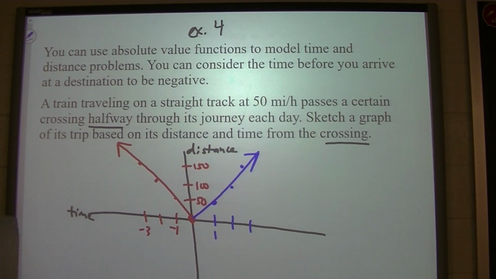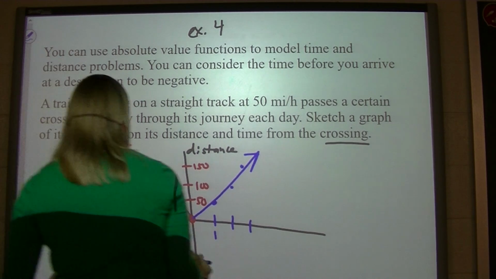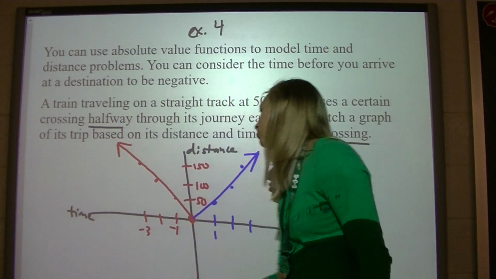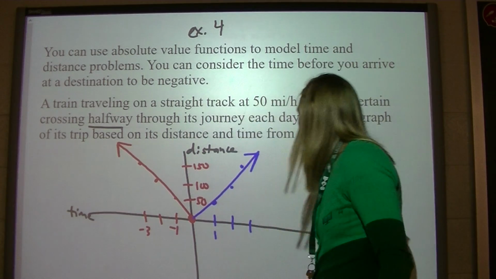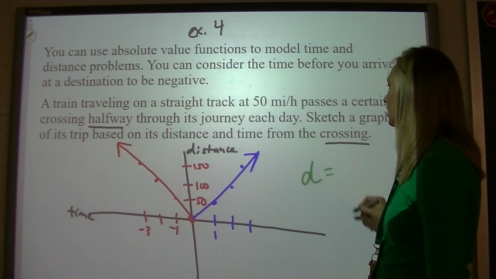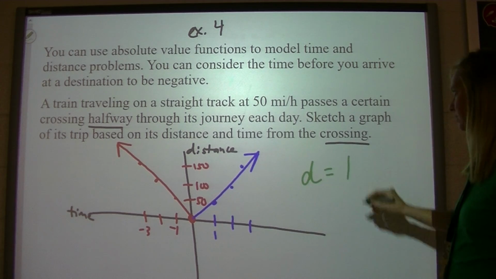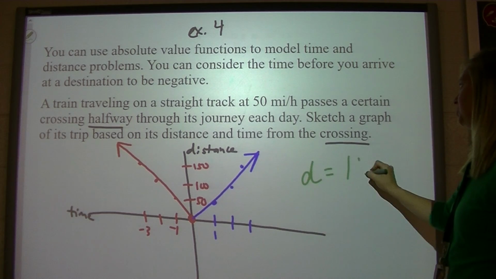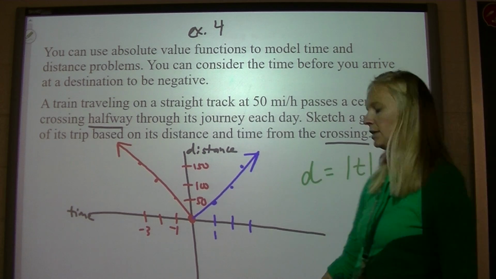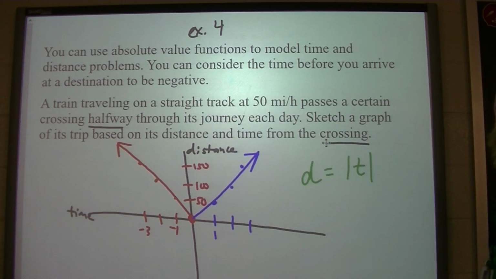The only thing, you don't have to write it, but you could write it. The equation that this is representing, its distance equals the absolute value of our x, which is time. So distance equals absolute value of t, which you had from your notes.